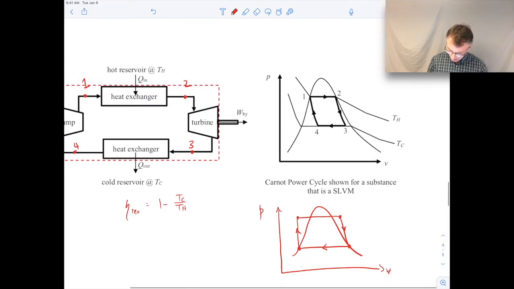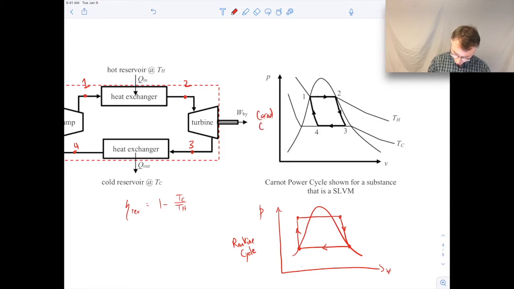Okay, so the points here, this is an ideal Rankine cycle. This one is the Carnot cycle. And again, you can have a reversible Rankine cycle. It's just a different set of paths. It's a different set of processes, but it can still be reversible.